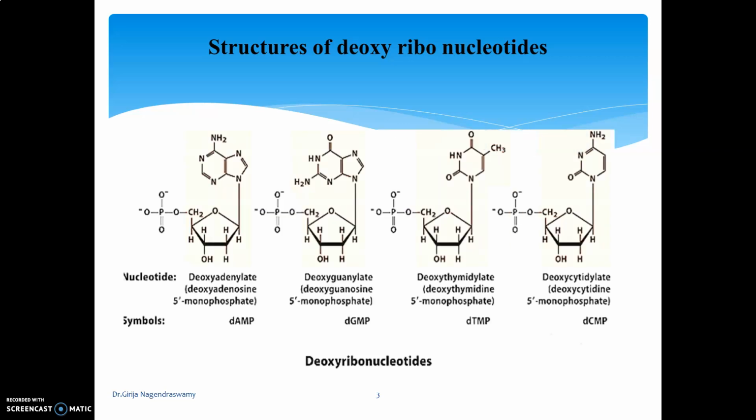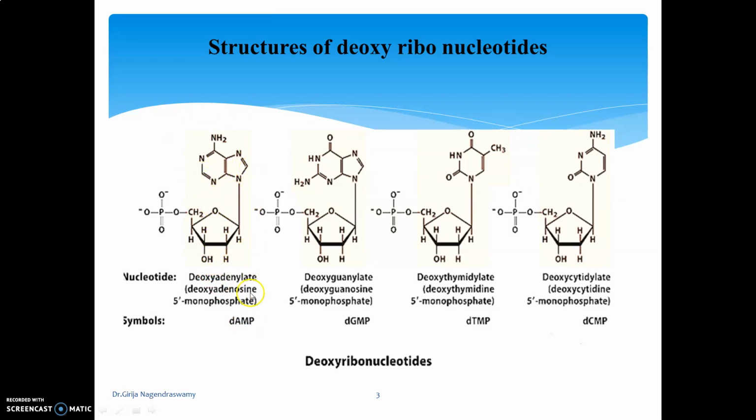Structures of deoxyribonucleotides. So these are the structures of deoxyribonucleotides: dAMP, dGMP, dTMP, dCMP. Deoxyadenosine monophosphate, deoxyguanosine monophosphate, deoxythymidine monophosphate, deoxycytidine monophosphate.